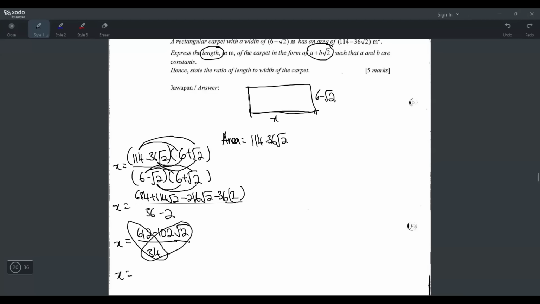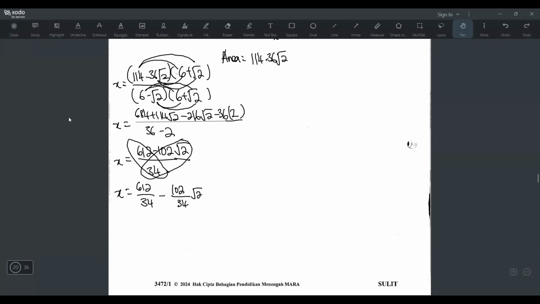Okay. And when you separate, you have to make sure bawah ada satu term baru boleh buat macam ni tau. So yeah, the denominator only have one term, then only you can do like that. So it becomes 612 over 34. And then on the other side, it become 102 over 34. And the square root 2, you can write in the middle like this. Yeah, when you write here means dia atas punya.